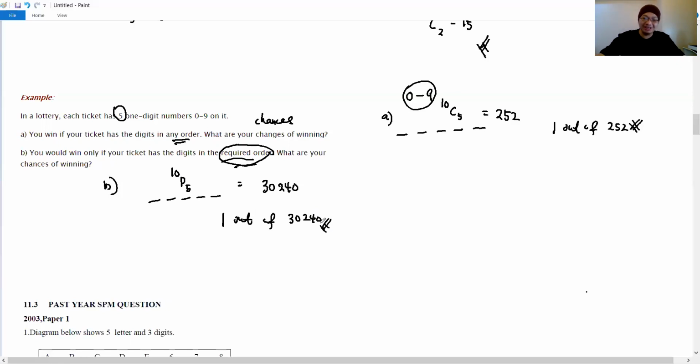So these are the chances for those who always play Magnum 4D. That is the answer for this question. Okay guys, that's all about this chapter. We already finished. Now let's look at some examples in SPM questions.